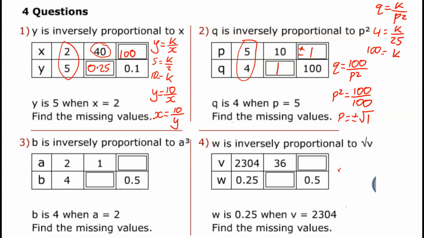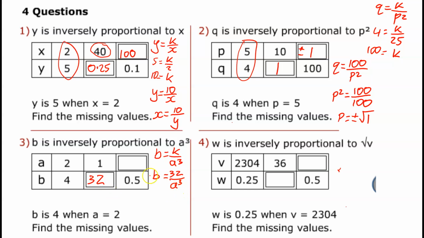Right, next one. Now we've got a cubed. So what we need to do is set it up as we have. I put my numbers in and I get my formula that b is, so we've got 2 cubed is 8, 8 times 4, so actually it is 32 over a cubed. I've just substituted the numbers in. And if a is 1, oh that's handy, b must be 32, even if we cube it.